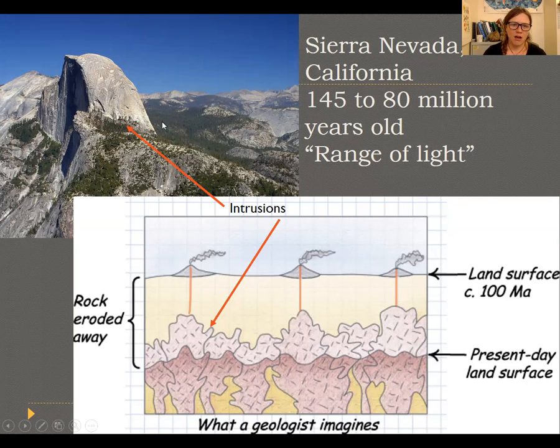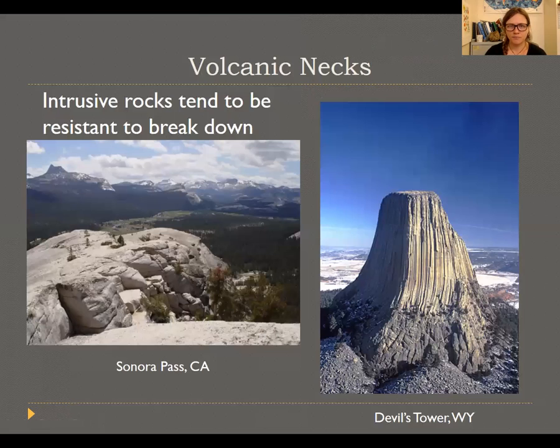If you go to places like Tahoe, you'll see all this big granite, sometimes referred to as the range of light, because granite is generally a very light colored rock. And so it's kind of a very bright white type of rock in the environment throughout the Sierra Nevada. So this is an example of an intrusive igneous rock.